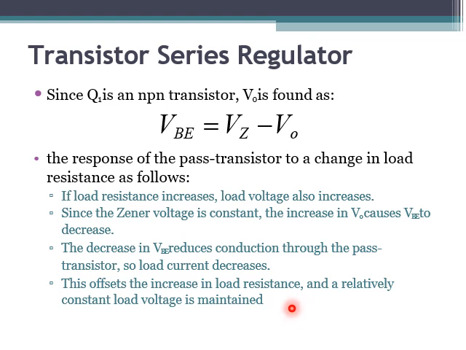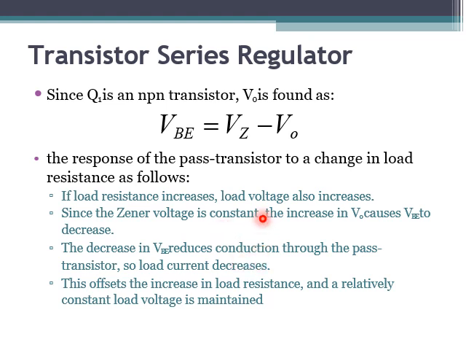Clear? So what you have to do is draw the circuit from the previous slide and see one by one how it is working, okay. It is clear. The load resistance increases. As the load resistance increases, load voltage also increases, because voltage and resistance are in proportion, right. Since the Zener voltage is constant, the increase in V naught causes VBE to decrease, okay.